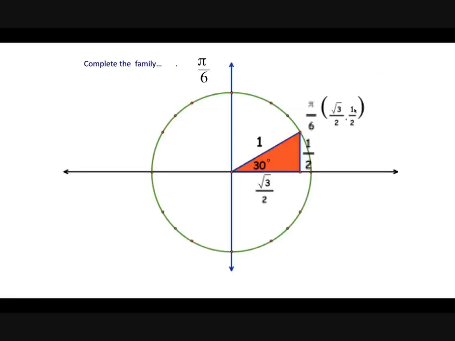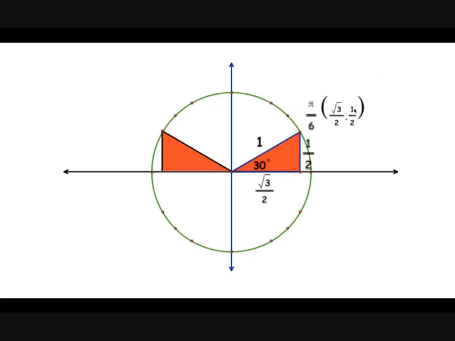Now let's say that we reflect that coordinate. If we reflect that coordinate, this new degree will be 150. However, the reference angle is still 30 degrees. And the height is still 1/2. Notice that in the first and second quadrant, your y values are positive.